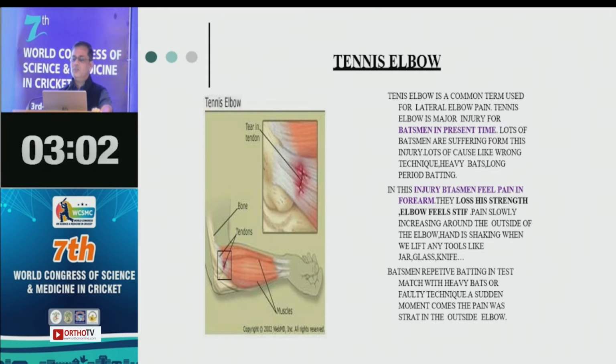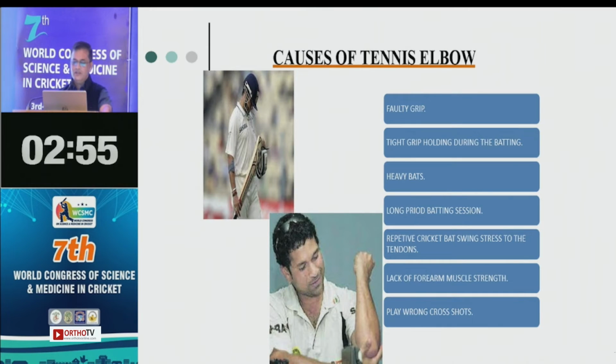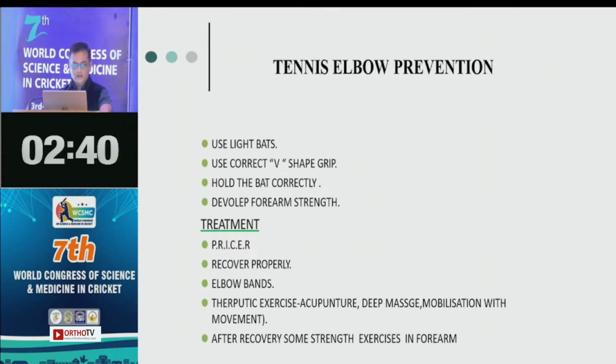The treatment depends on which phase of tennis elbow it is. This can be a chronic or an acute thing. Sachin Tendulkar, using heavy bats, was very prone to this tennis elbow, and sometimes apart from pain, there can be weakness and tingling also in cases of tennis elbow. Prevention.